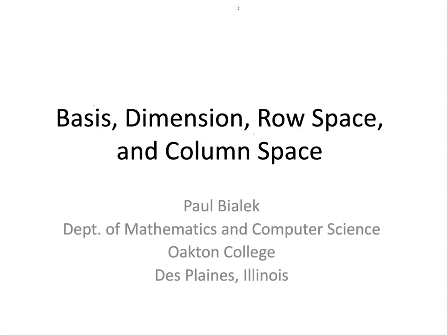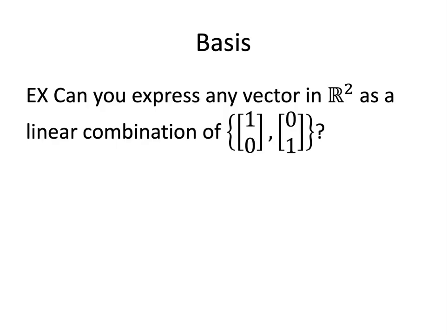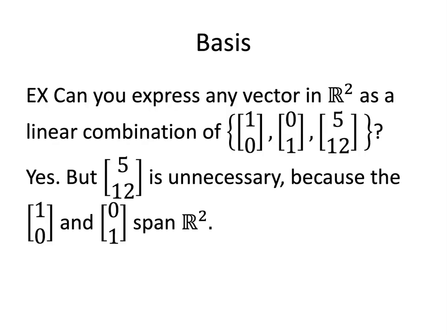Let's look at basis, dimension, row space, and column space. For example, can you express any vector in R2, that is two-dimensional space, as a linear combination of (1, 0) and (0, 1)? Yeah, any. How about (1, 0), (0, 1), and (5, 12)? Can you express any vector in R2 as a linear combination of these three? Well, yes, but (5, 12) is unnecessary because (1, 0) and (0, 1) already span R2.